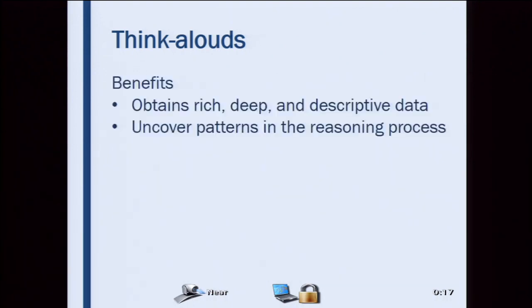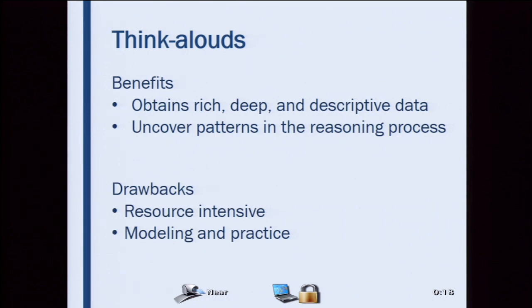The benefits of these think-alouds are really great. With these, we could obtain the rich, deep reasoning process that they are using. It's more than just having them say, oh, I did that, or I did this. We're going behind that and actually seeing what strategies they used. It's one thing for them to label it themselves, and another thing for us to have descriptive data that explains what they did. This allowed us to uncover certain patterns in the data and behind their reasoning process.